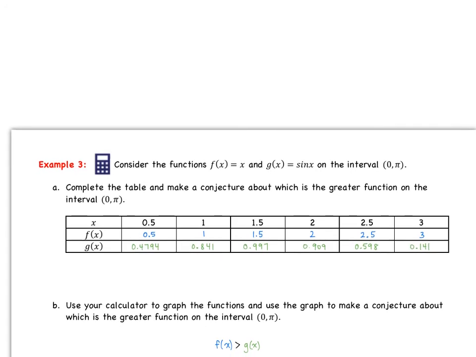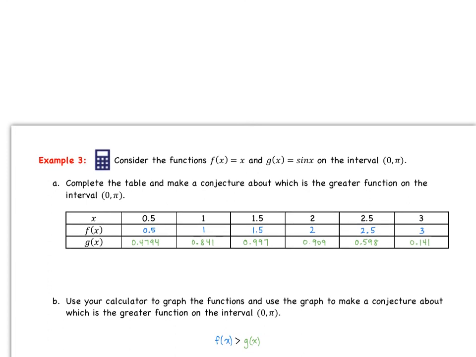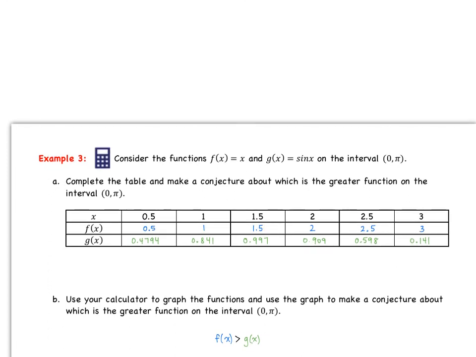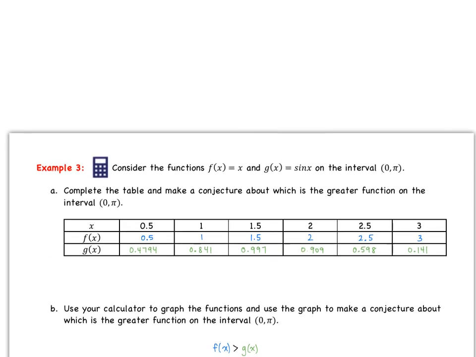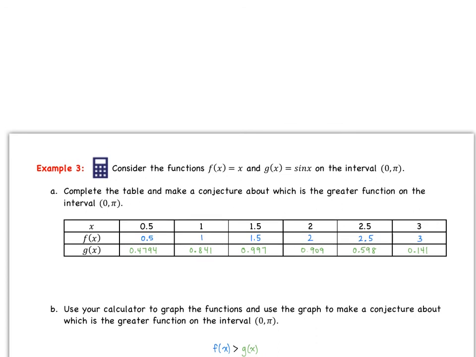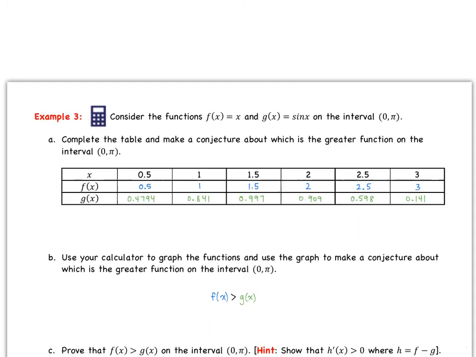Okay, so we're going to use our calculator to graph the functions and use the graph to make a conjecture. So if you graphed both of those, let f of x go into y1 and g of x into y2, you should be able to recognize that f will be greater than g. Okay, but now we need to prove that. So how can we prove that f is greater than g?